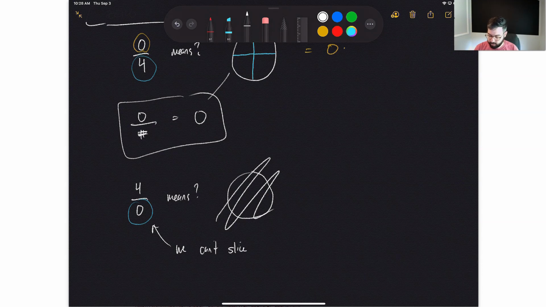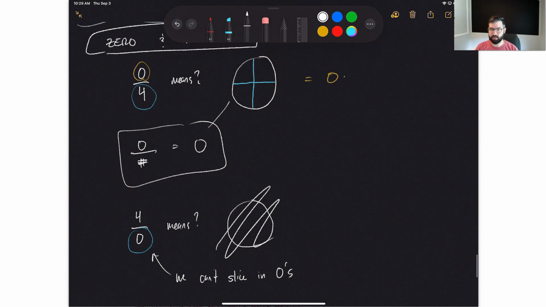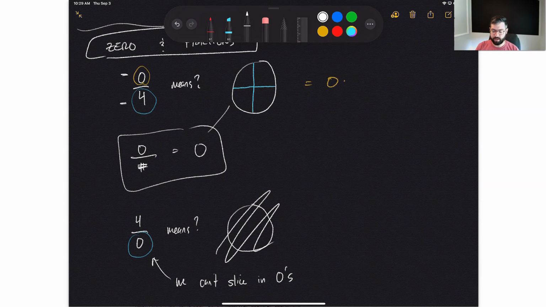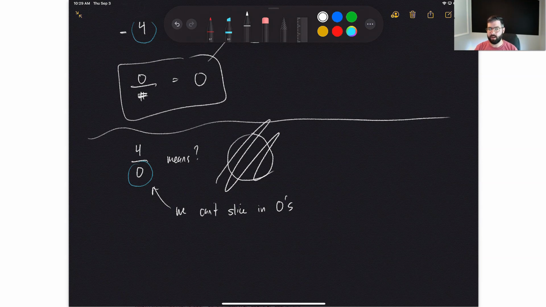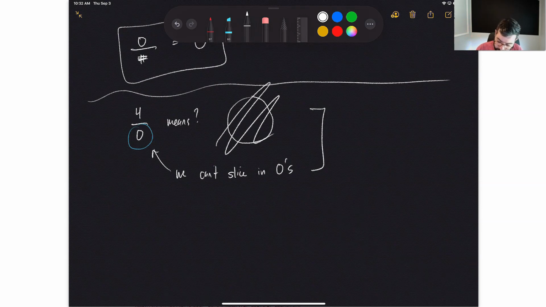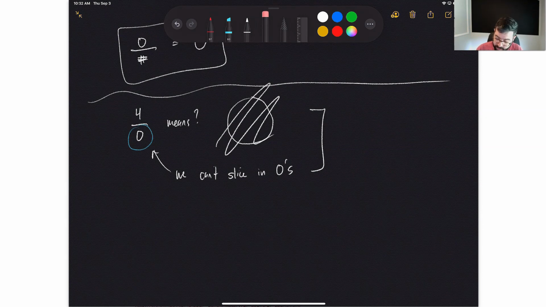We can't slice in zeros. We can slice in 1 wholes, right? Have the whole thing. But you can't slice in zeros. You can't divide into zeros. Another way to think about this, right, is if I take 0 and divide it into 4 groups, how many do I have in each group? 0. This one says if I take 4 and divide it into 0 groups, again, that doesn't make sense, right? It's not take all of the 4. That would be 1 group. Take 4, divide it into 0 groups. It doesn't make sense. And so for that reason, when we try to divide by 0, we say this is undefined.